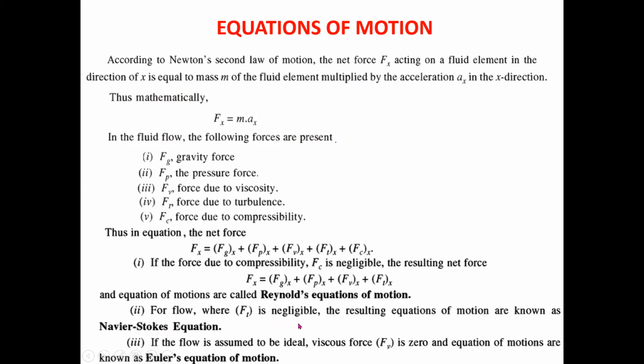And later, if you are removing your viscous force also, what happens to the equation? Fx is equal to Fg plus Fp. That equation is very important, which is called Euler's equation of motion. So the next topic will be this only, Euler's equation of motion. We are going to derive Euler's equation of motion, and from Euler's equation of motion, we are going to derive Bernoulli's equation. So these 2 equations we are going to derive in the next class. Okay. So any doubt up to now?